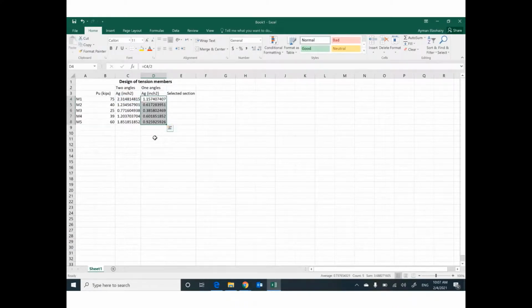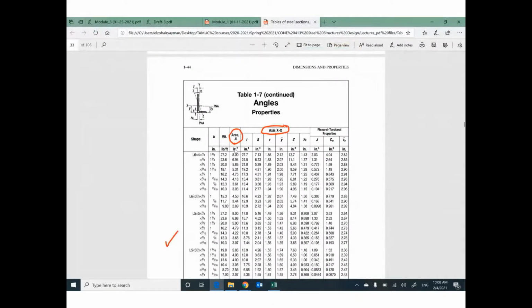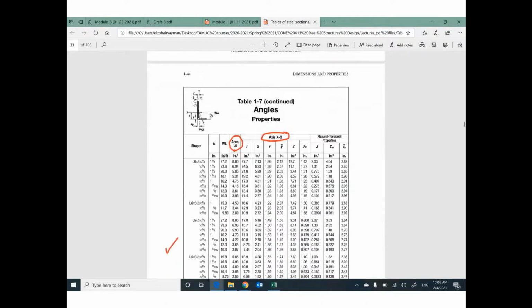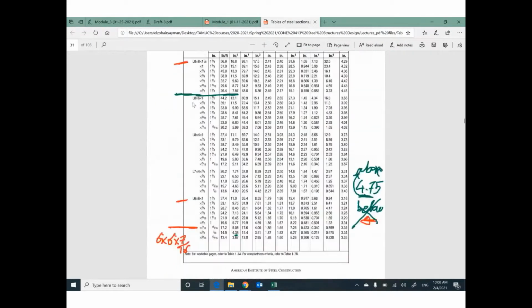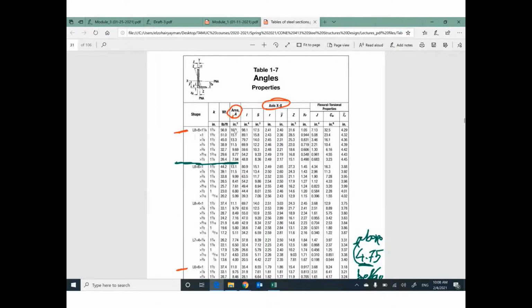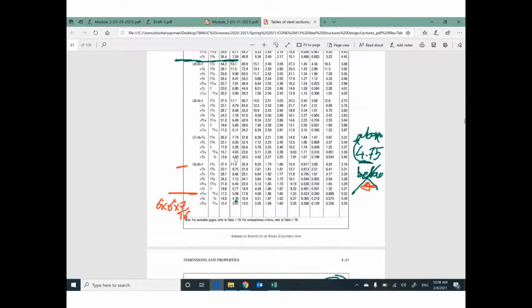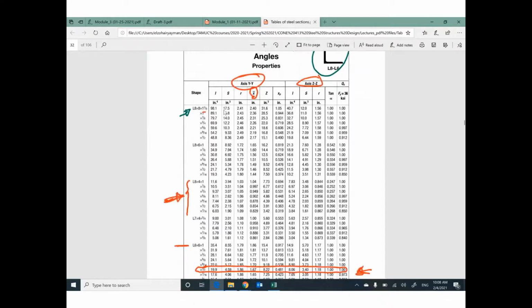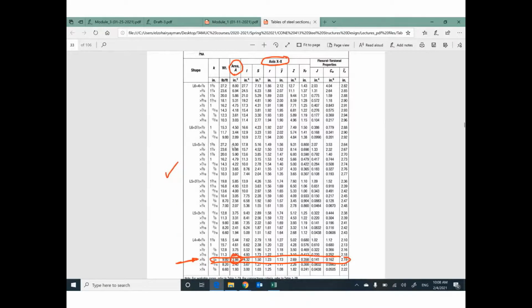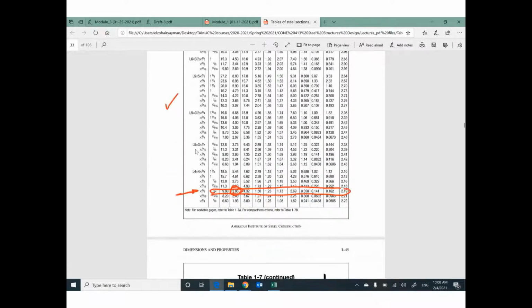So you can easily select what you want. The first one, I'm going to select the area gross 1.15. I highly recommend using the equal legs. Let's start with this one. 8 by 8, it's too much. 6 by 6, too much. 8 by 8, no, this is not the case. 5 by 5, too much. 4 by 4.